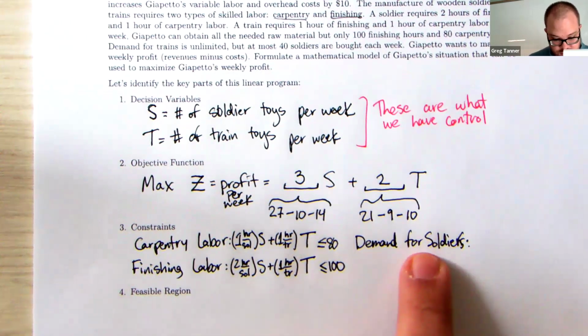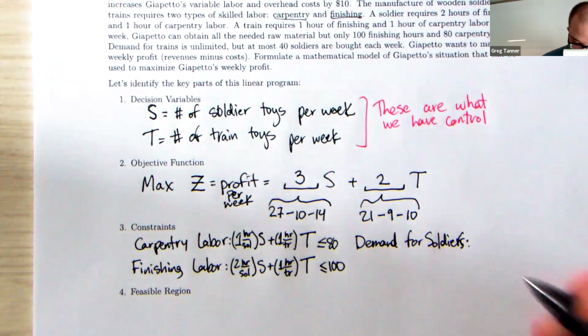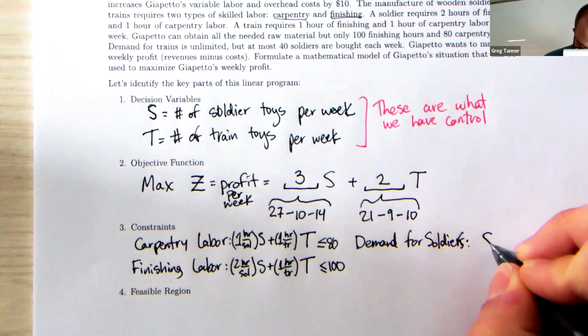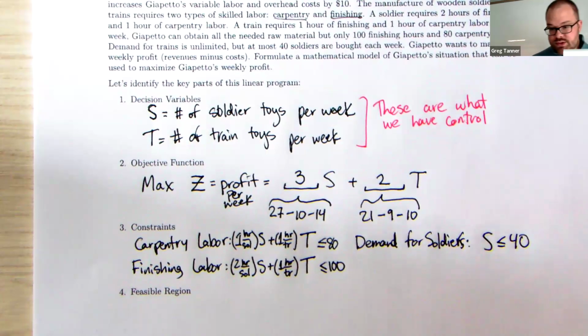Demand for soldiers is a little bit easier. At most 40 soldiers are bought each week, and so we don't want to make any more than 40 soldiers. And so soldiers per week should be less than or equal to 40.